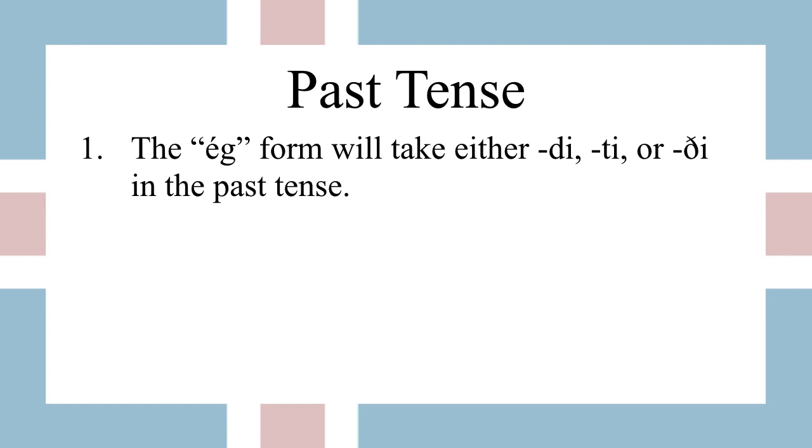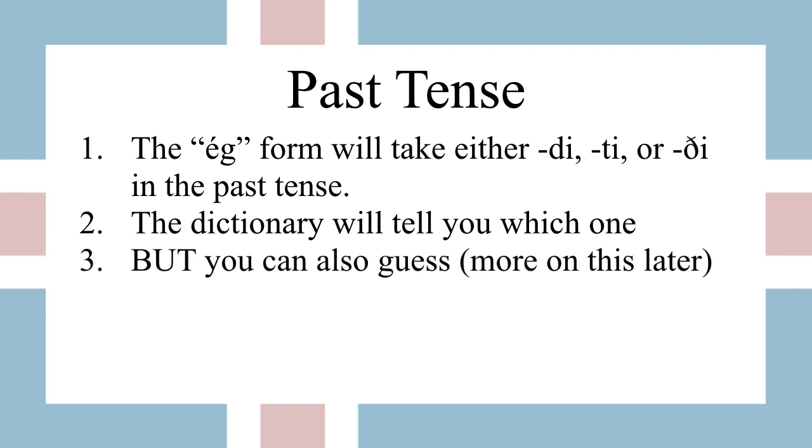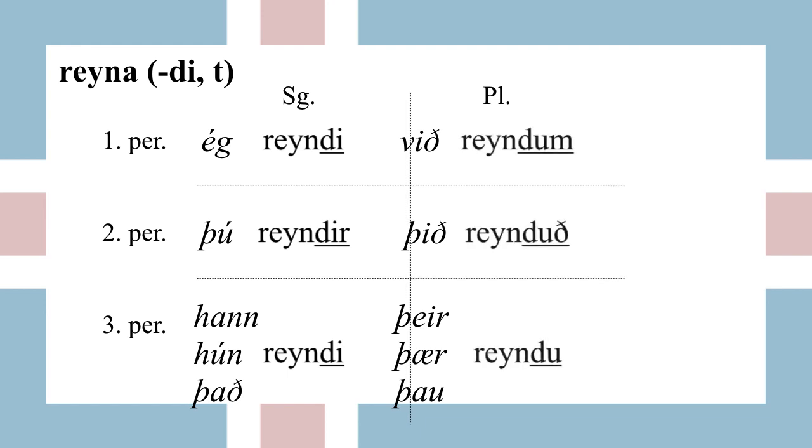Now, the general rule is that the jeg form in the past tense will take either a d, t, or the in the past tense. The dictionary will tell you which one, as we've seen in the parentheses after the word. But you can also guess in a lot of cases, but I'll talk about that later. So let's look at adreina, which in the dictionary is followed by di. That lets us know the jeg form in the past tense. So we have ég reynti, þú reyndir, hann, hún, það reynti. Við reyndum, þið reynduð, þeir, þær, þau reyndu. So notice here that the jeg form and the hann, hún, það form are the same. That is true for every verb in Icelandic in the past tense.